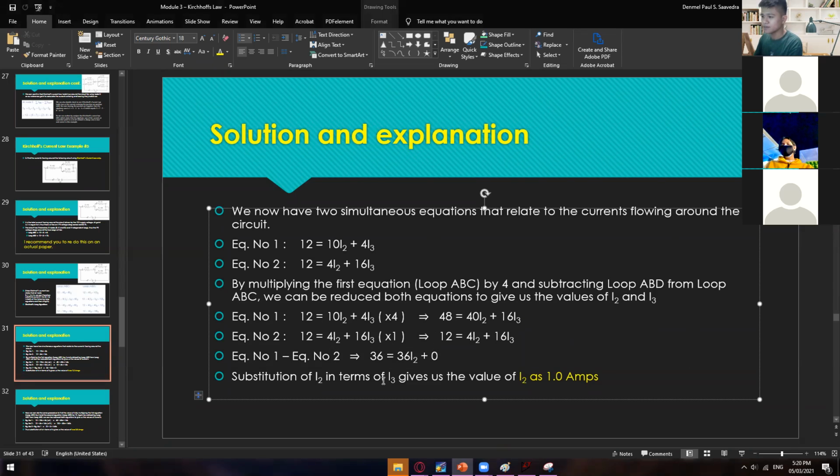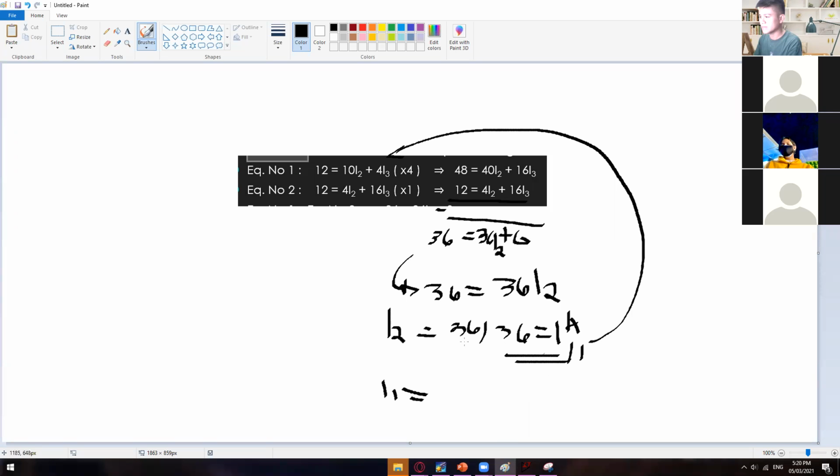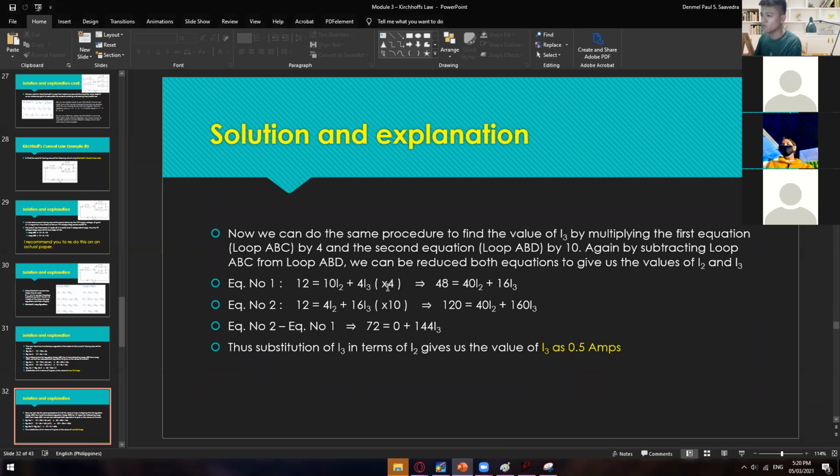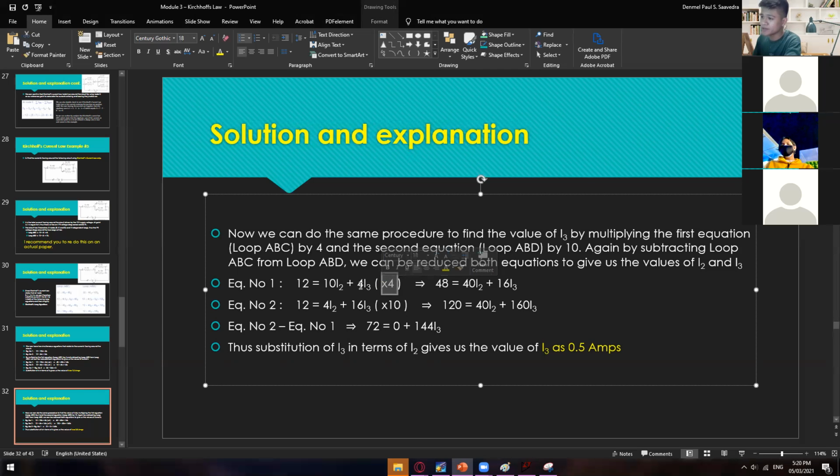So from here, we have I sub 2 as 1 amp, just like what we have solved in here. And then substitute the 1 amp on the... okay. So he didn't substitute it, but still, he used the simultaneous equation, wherein he multiplied 4 on equation number 1 and multiplied 10 on equation number 2 to have the same result on the I sub 2. So in that case, we will now be able to solve for the I sub 3.